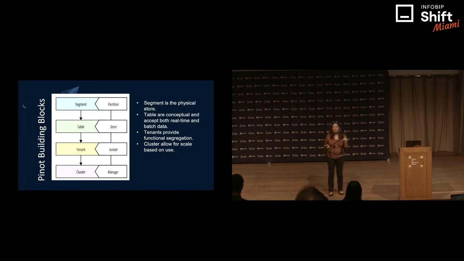Then you have this concept of tenant, which is just a functional isolation, and then the cluster. And cluster is where the meat is. We talked about those 75 nodes. That's a cluster.